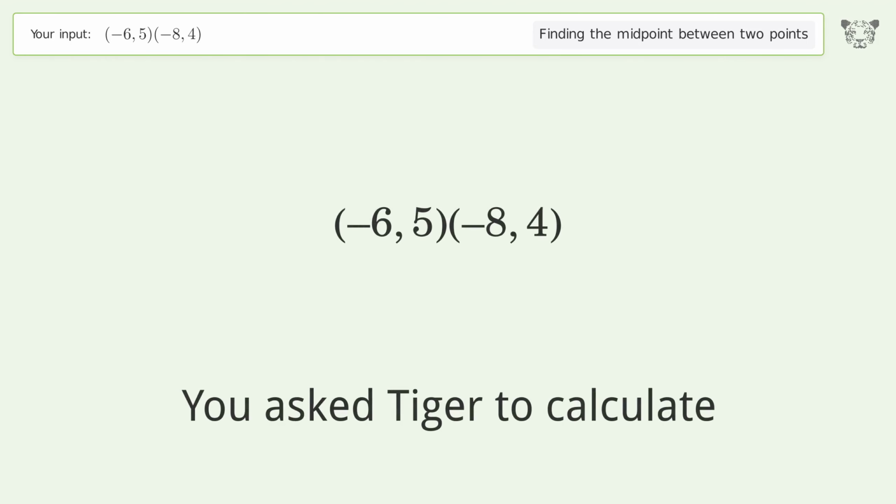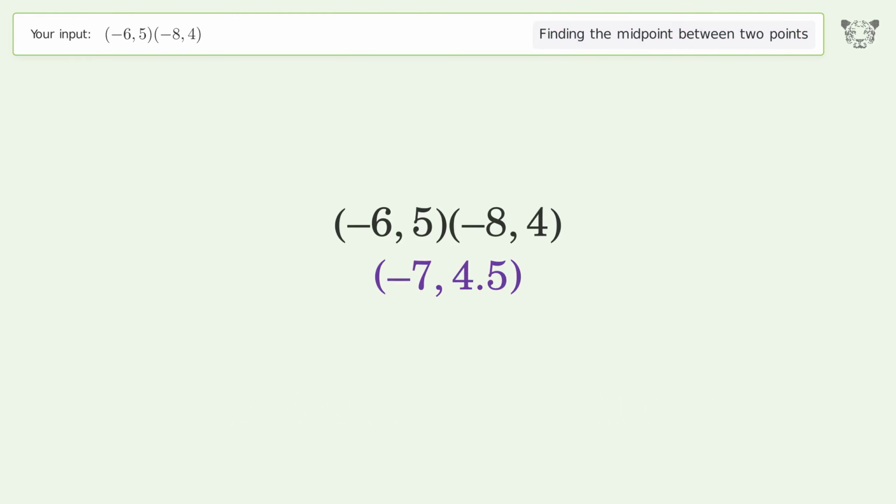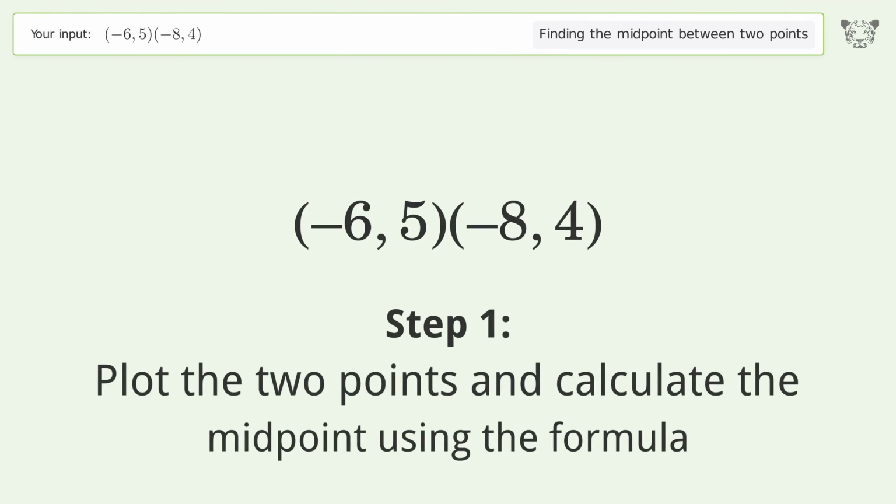You ask Tiger to calculate. This deals with finding the midpoint between 2 points. The midpoint between the 2 points is -7, 4.5. Let's solve it step by step. Plot the 2 points and calculate the midpoint using the formula.